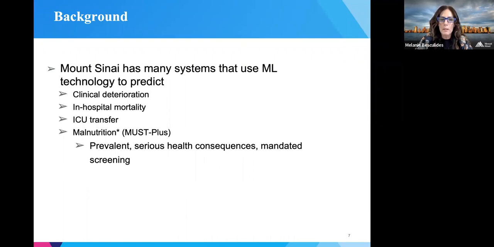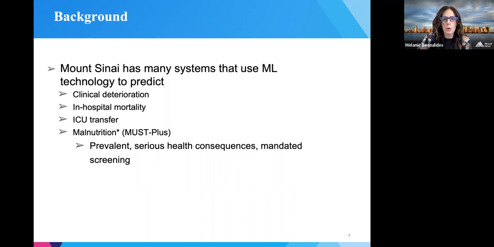And there is a tool called MUST, and it's been used for years. It's used across the United States, probably the world. There are other tools, but it's a screening tool for malnutrition. And the machine learning version of that, we call it MUST+.